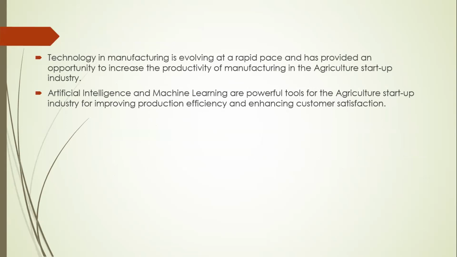But technology in manufacturing is also evolving at a rapid pace, and has provided an opportunity to increase productivity in the agricultural startup industry, which is our basic focus. We are going to speak about how these agriculture startup industries are working and what challenges they are facing. Artificial intelligence and machine learning along with IoT are among the most powerful tools that we found, which help agriculture startup industries improve their production efficiency and enhance customer satisfaction.